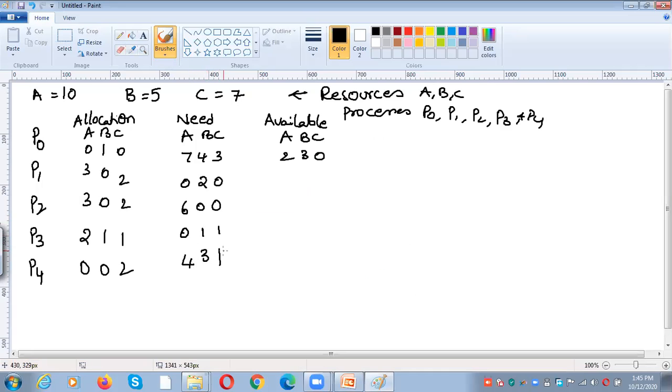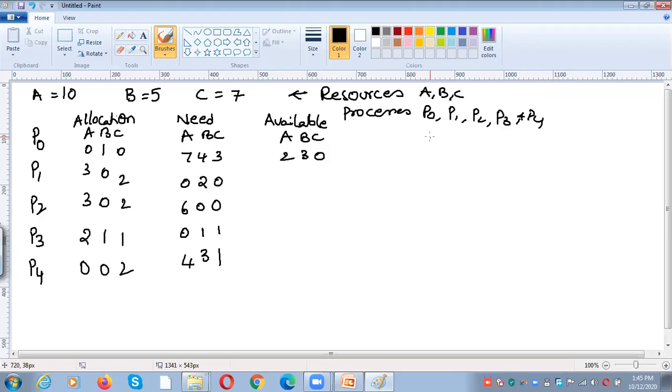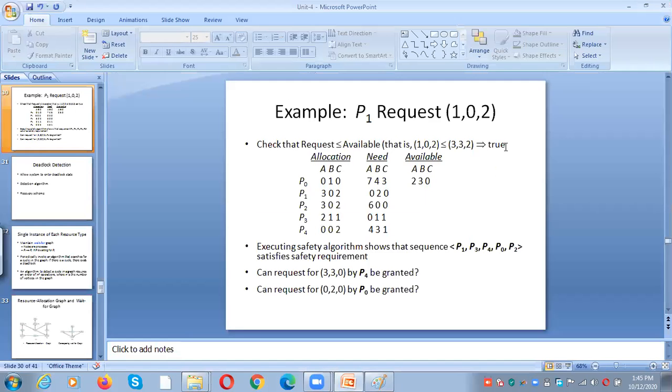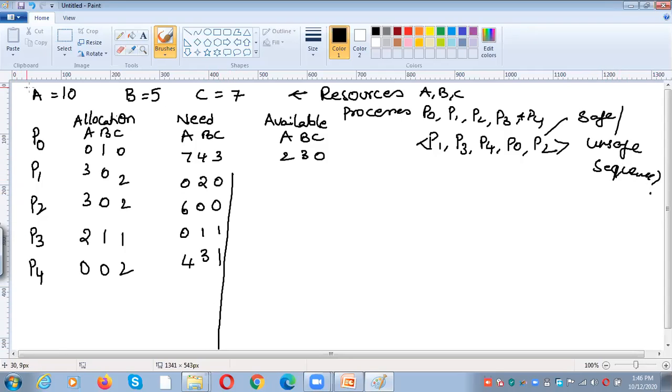So this is the problem given to you, right? What is the sequence? P1, P3, P4, P0, P2. Whether this sequence is safe or unsafe. This is the question. Okay, so what you need to do is solve the problem.